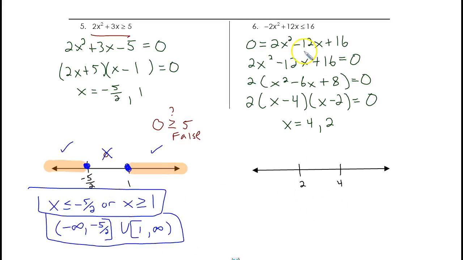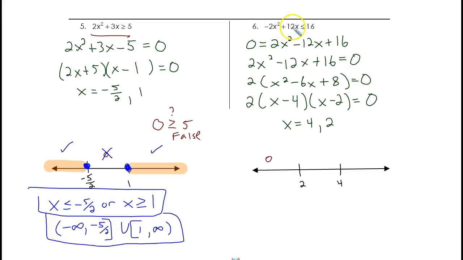Number 6. Let's say that we've already factored this. You can look at my work and see that hopefully I correctly got 2 and 4. I want to test 0 because it's the easiest thing to test. 0 is to the left of 2. It's over here somewhere. 0, 1, and then 2. When I plug 0 in, remember I can do this really fast because 0 is awesome.